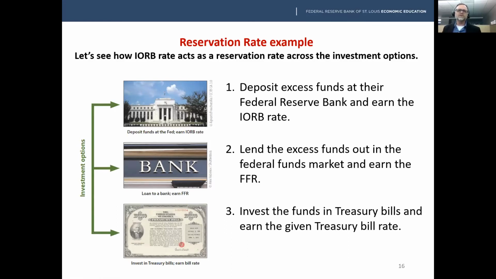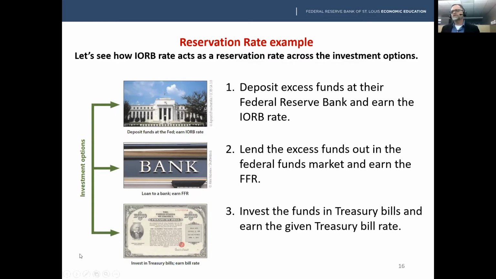So let's see how the interest on reserves acts like a reservation rate given these investment options. All of these are investment options for banks. They're all safe, liquid, nearly risk-free options. One option is they can deposit their excess funds at a Federal Reserve Bank and earn interest on reserve balances. They can lend excess reserves in the federal funds market and earn the federal funds rate, or they can invest funds in treasury bills and earn the treasury bill rate.